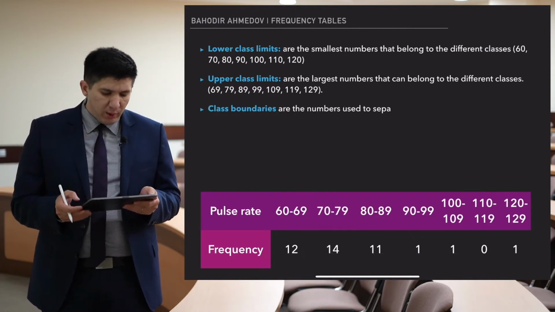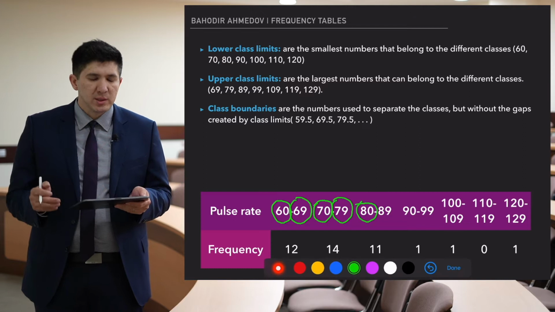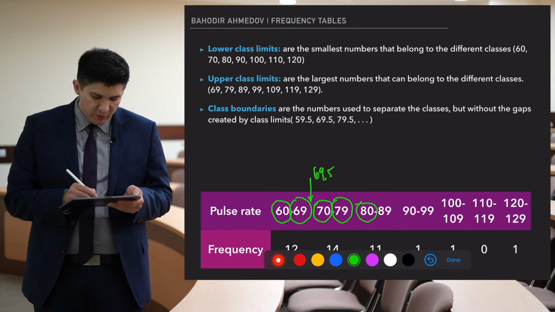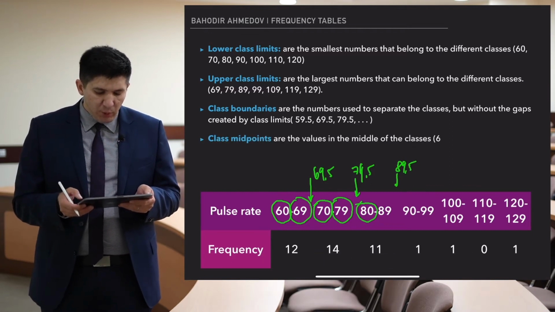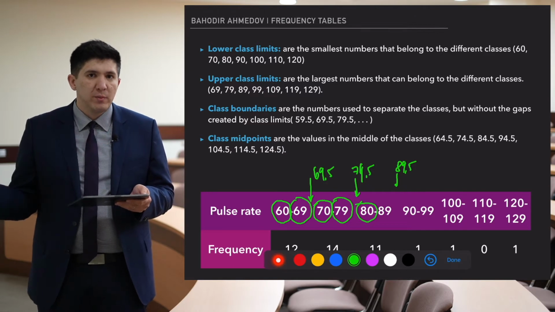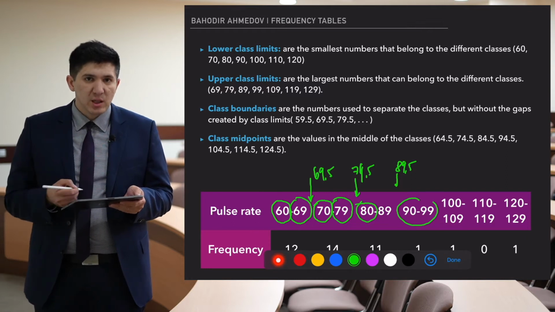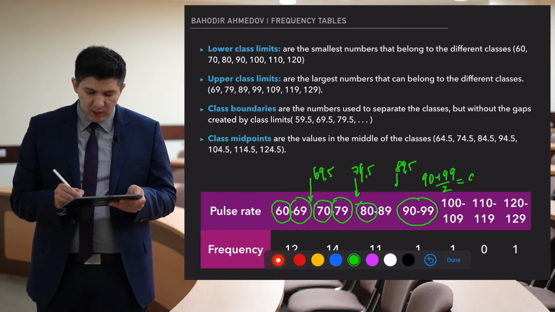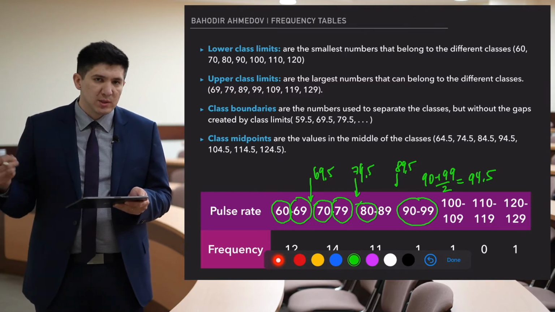At the same time, we define the class boundaries as the numbers in the middle between two consecutive classes. In this case, it is going to be the number in between here: 69.5, or 79.5, or 89.5, and so on. The class midpoints are the values in the middle of the classes. Usually we find them by adding the two limits and dividing by two. Essentially, 90 plus 99 over 2 is equal to 94.5. That is the class midpoint. For every class, there is a class midpoint as well.